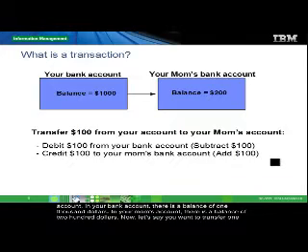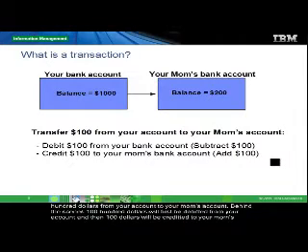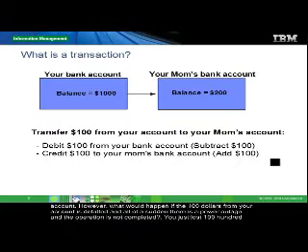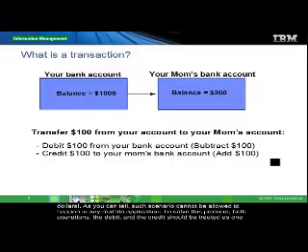Now, let's say you want to transfer $100 from your account to your mom's account. Behind the scenes, $100 will first be debited from your account and then $100 will be credited to your mom's. However, what would happen if the $100 from your account is debited and all of a sudden there is a power outage and the operation is not completed? You just lost $100.